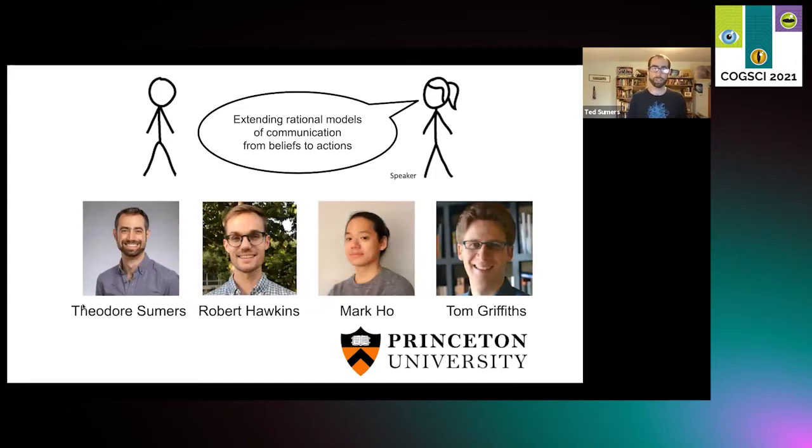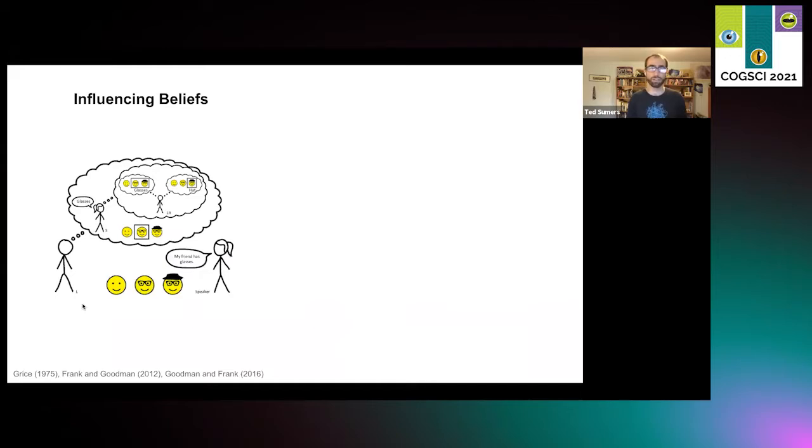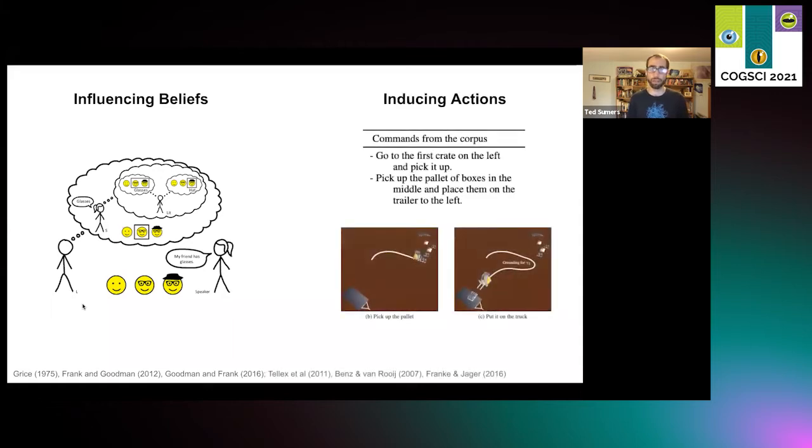So models of communication typically fall into one of two broad categories. The first, beginning with Grice in 1975 and more recently with the Rational Speech Act, focus on communication to influence beliefs. These models typically take informativeness as a basic objective, with speakers choosing utterances to reduce the listener's uncertainty about the state of the world. Another thread of research from game theoretic pragmatics, as well as instruction following in robotics, emphasizes communication to induce actions in the listener. These models typically take an utterance and map it into some sequence of actions in the world.